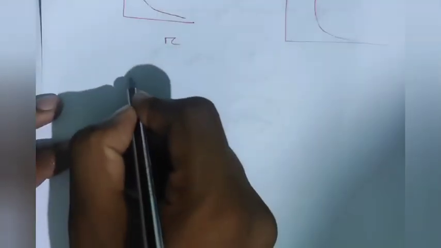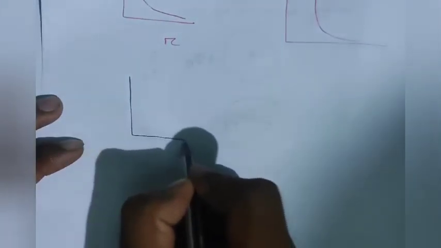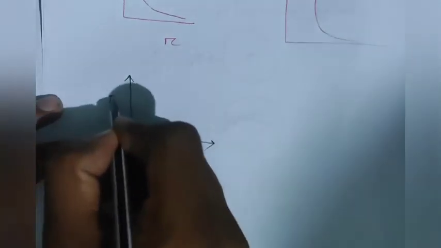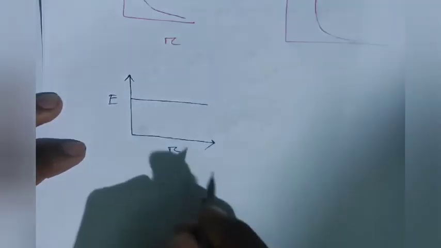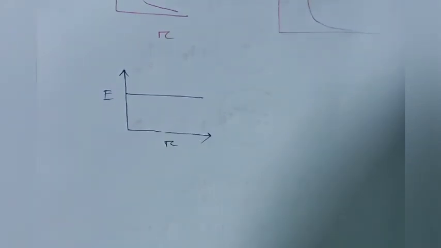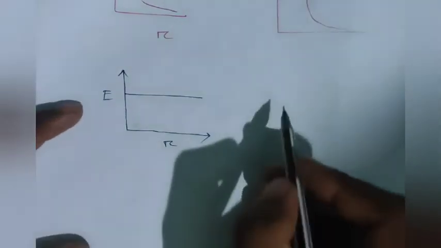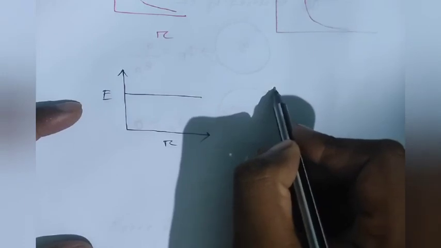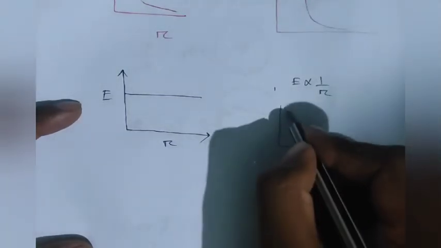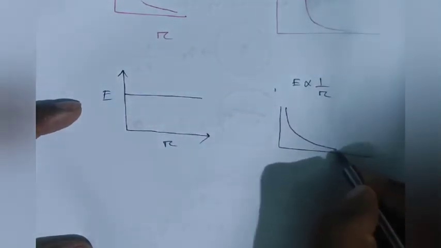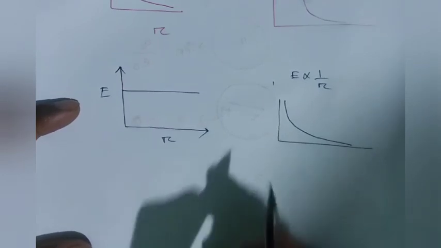For a plane charge sheet, the graph between electric field and r will be a straight line parallel to the x-axis. It does not depend upon r. For a line charge, the electric field is inversely proportional to r. So the graph will be like this. Is it clear?